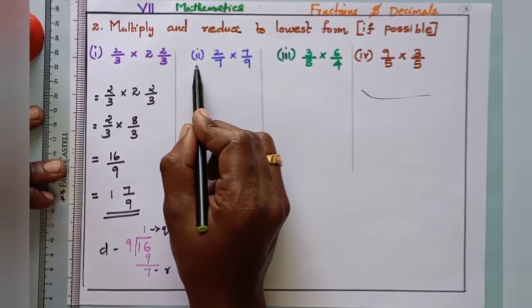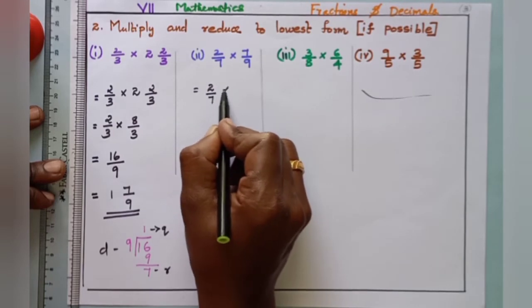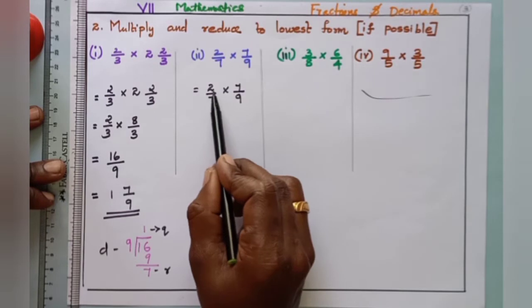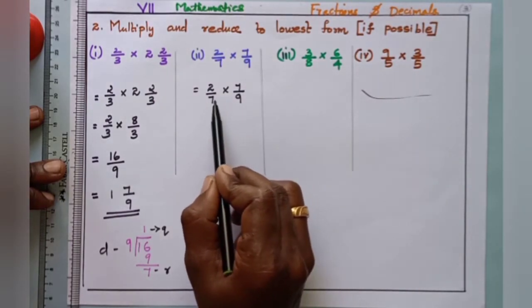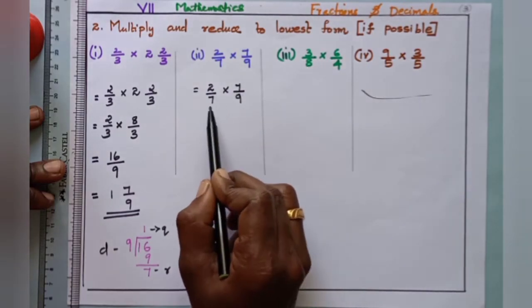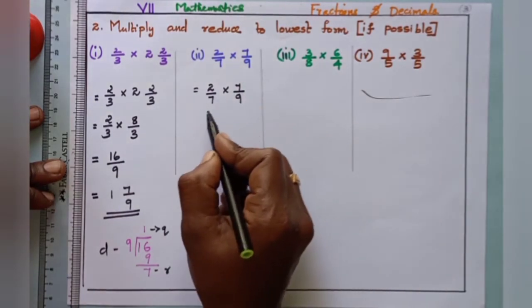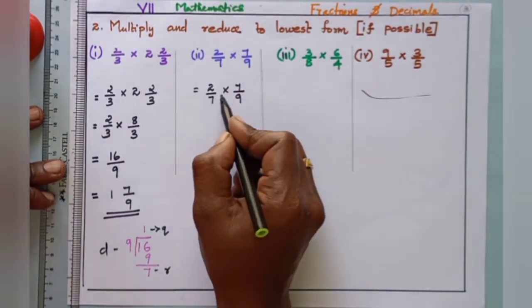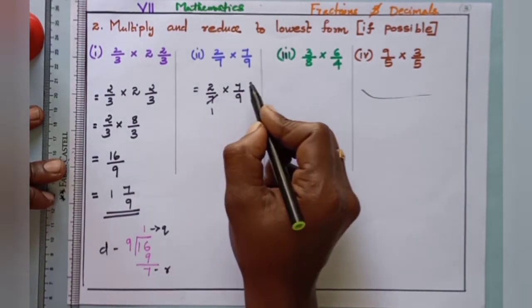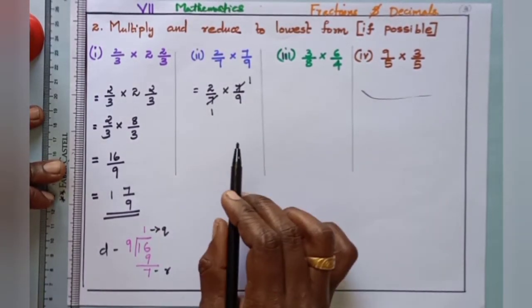Listen, the second question is 2 by 7 into 7 by 9. Is any cancellation possible here? Yes, 7 and 7. 7 is in the numerator place and 7 is in the denominator place. So we can cancel by 7. 1 times, same as the numerator 7, 1 times. We can divide it by 7.